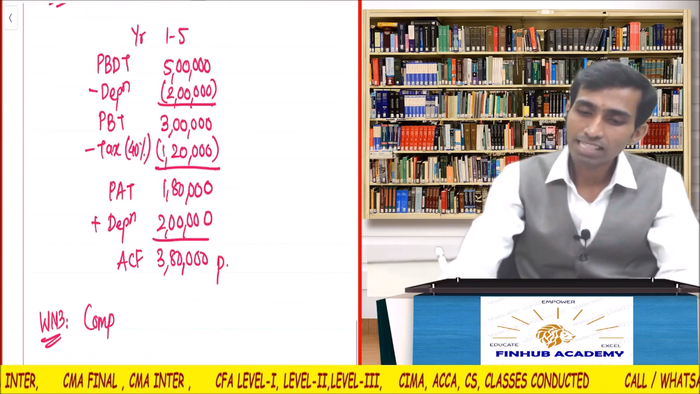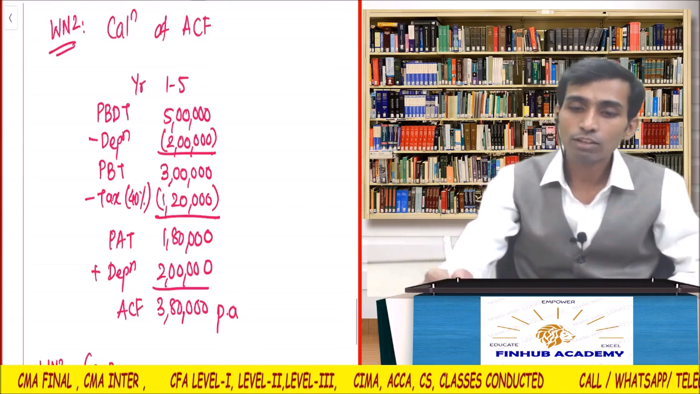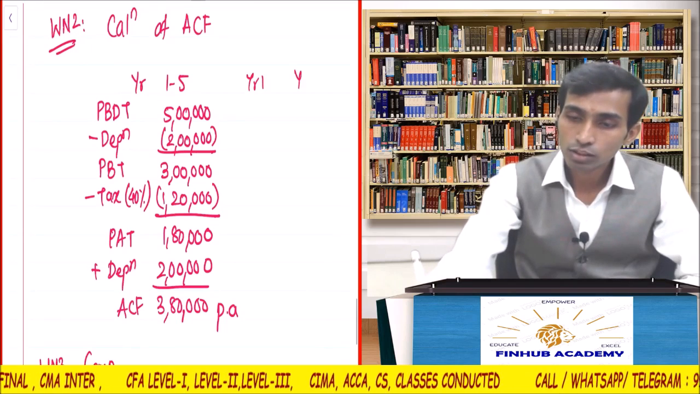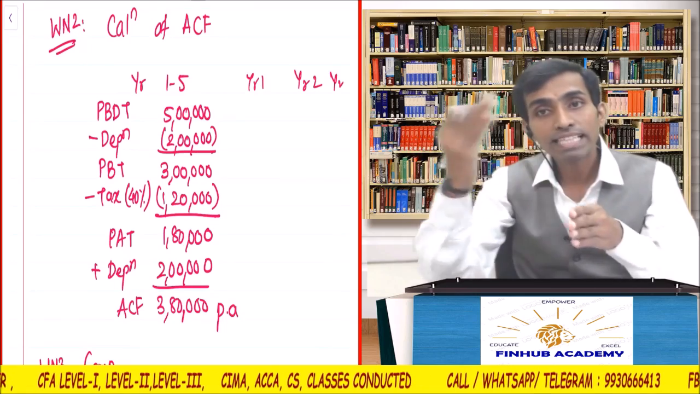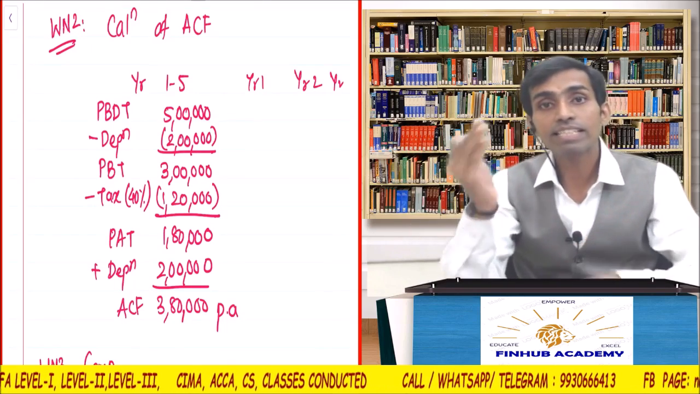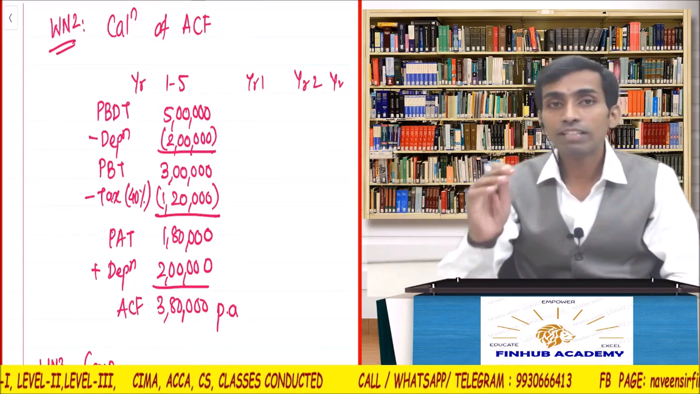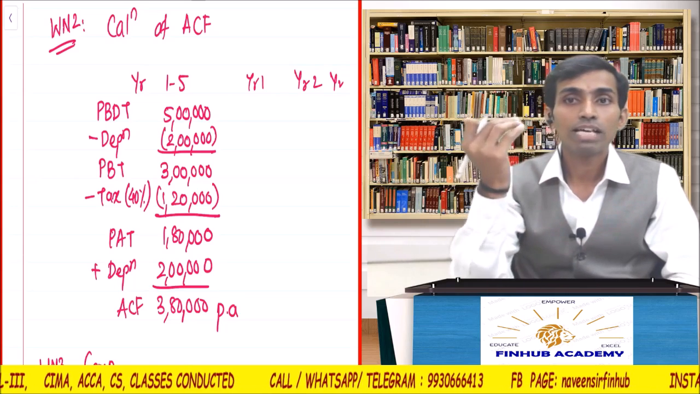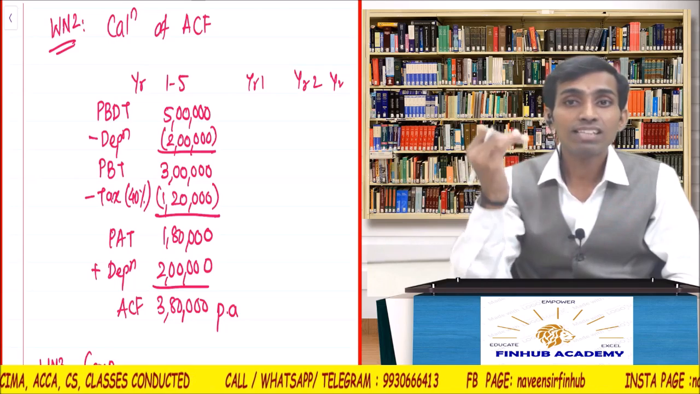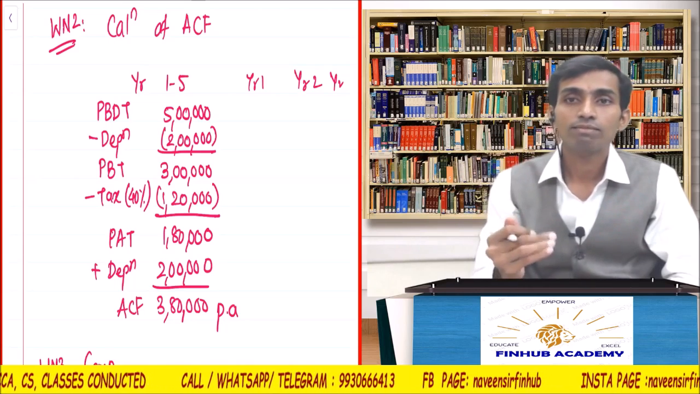This is per annum. Every year the same. See, I will not make year 1, year 2, year 3. I will not make columns. If the PBDT is different or the depreciation is different, then you should make columns, because every year's PBT will be different. Are you understanding what I am saying? You should have that intuition. You should understand the sum when you see it.